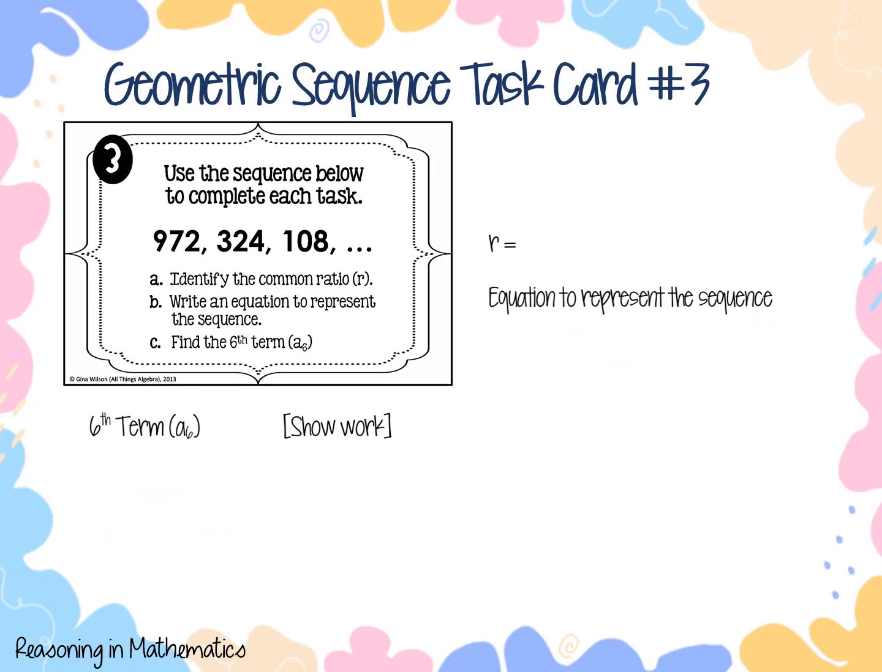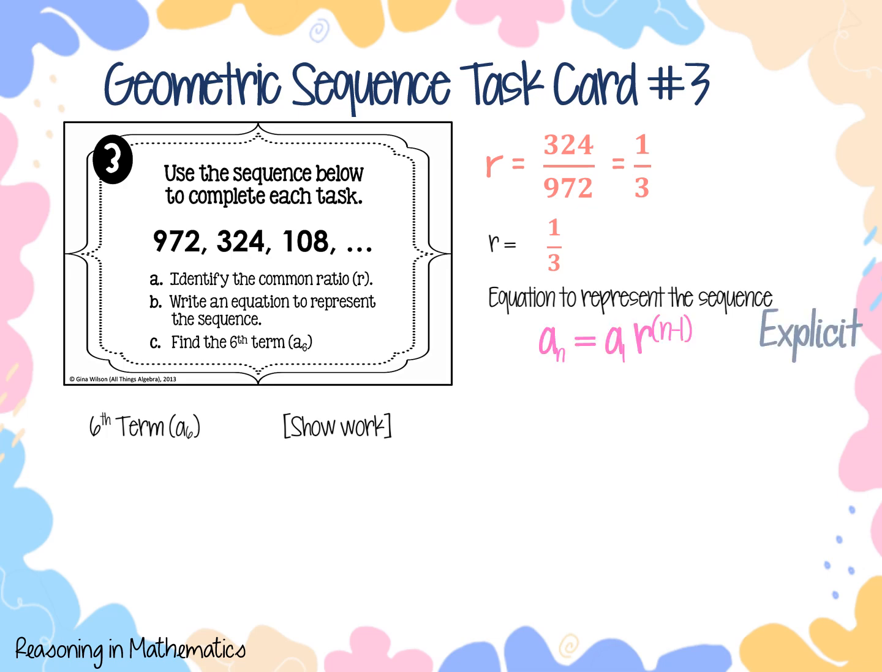Task card number 3. Our sequence is 972, 324, 108. Need to find our common ratio. Divide 324 by 972. Simplify. You get 1/3. So r is 1/3. That's our common ratio.